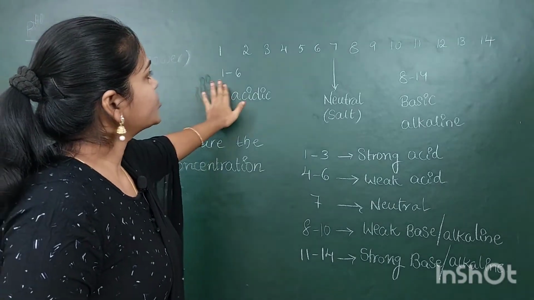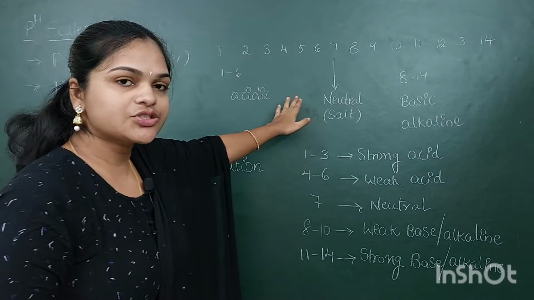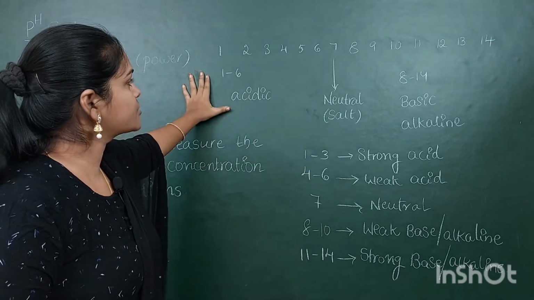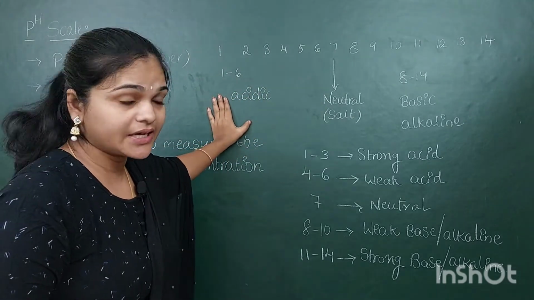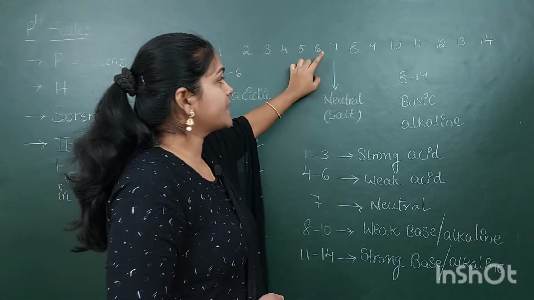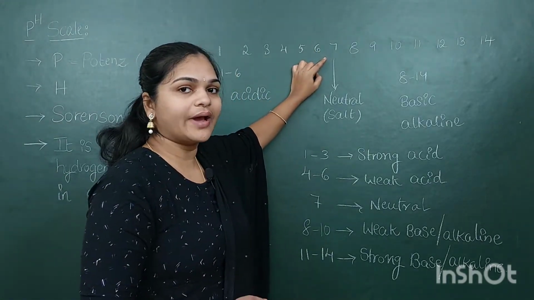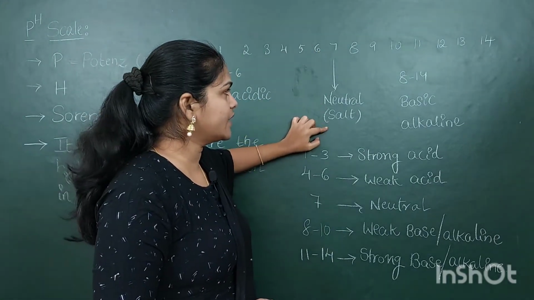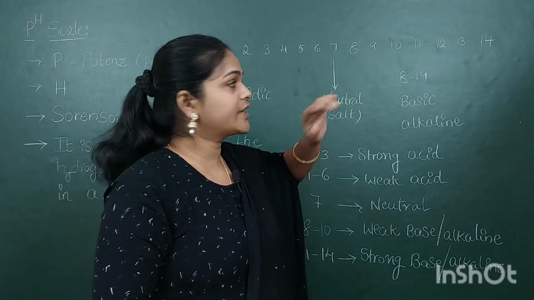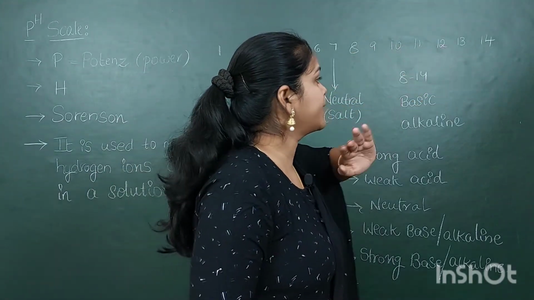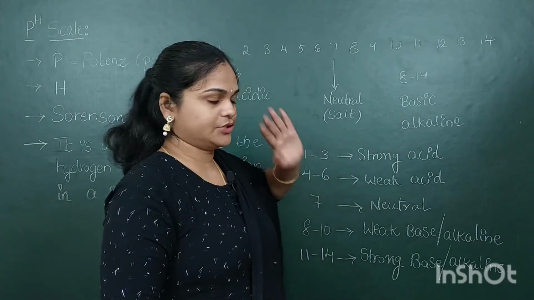From 1 to 6, if the pH value of a solution is 1 to 6, it is acidic in nature. If the pH value is 7, it is neutral. And if the pH value of a solution is from 8 to 14, it is basic or alkaline in nature.